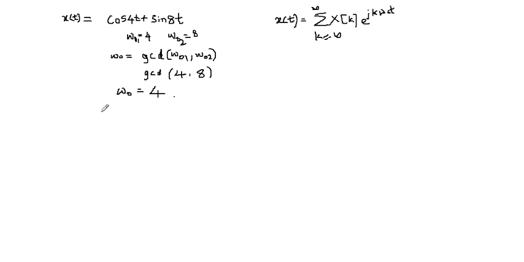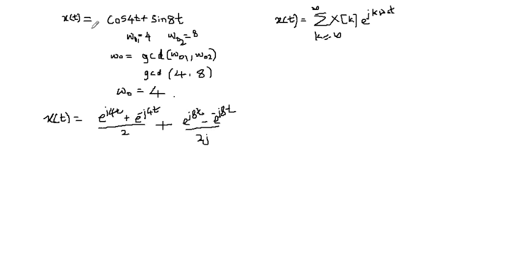So let's expand this. By using the trigonometric form, the expansion of cos, x of t can be written as x of t is equal to, now cosine is expressed as e raised to j 4t plus e raised to minus j 4t, over 2. The expansions of these two signals are these, and for the sine it is e raised to j 8t minus e raised to minus j 8t, over 2j. Now we have to rearrange these in what form?